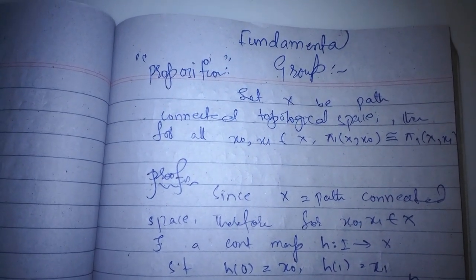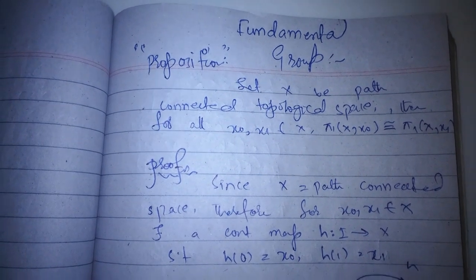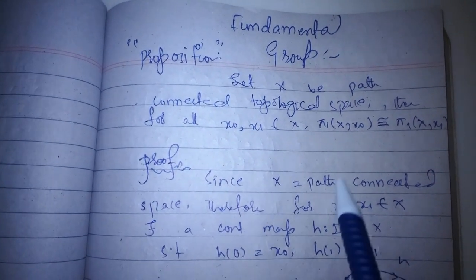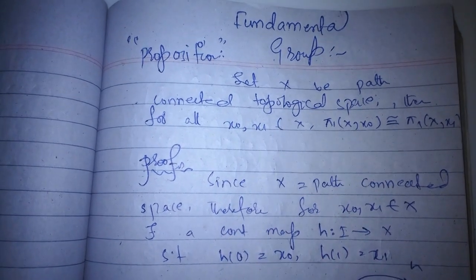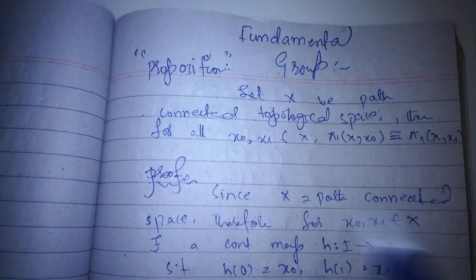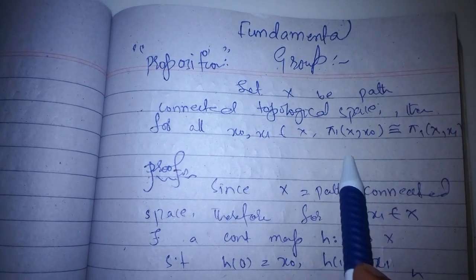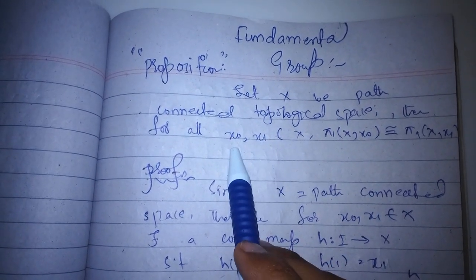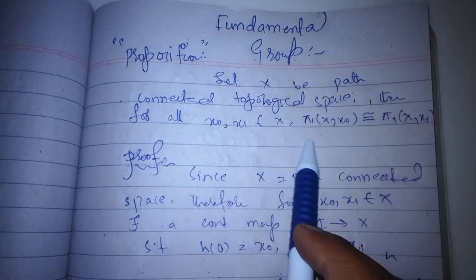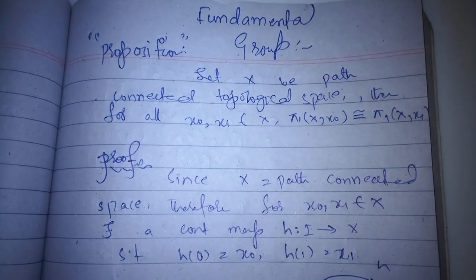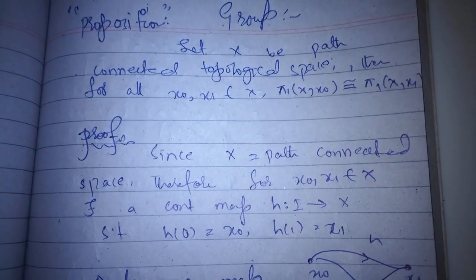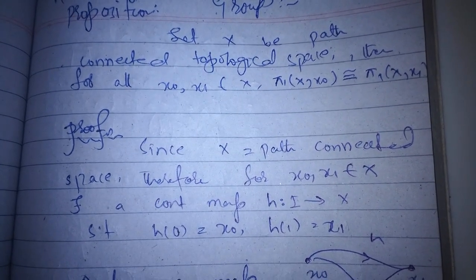I am going to discuss some other topics of the fundamental group. One proposition we have: let X be a path connected topological space. Then for all x naught, x1 belonging to X, the first fundamental group of X with base point x naught is isomorphic to the first fundamental group of X with base point x1.